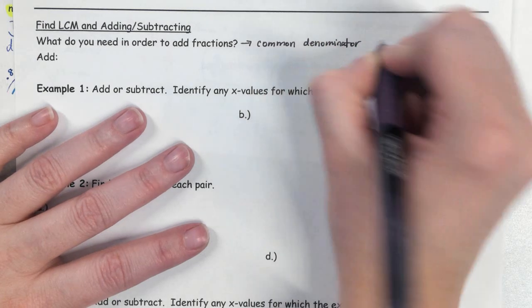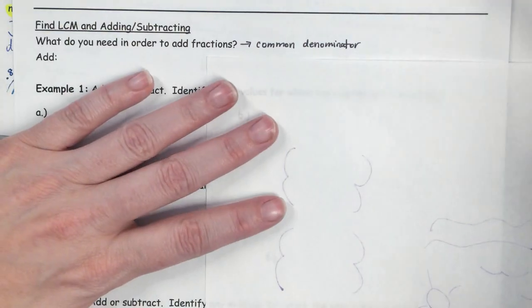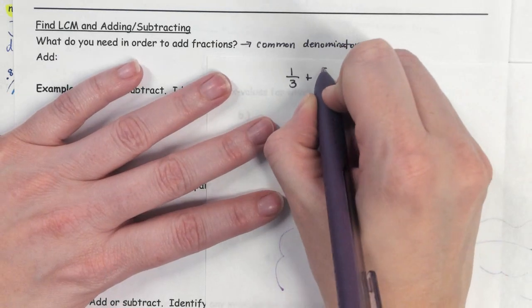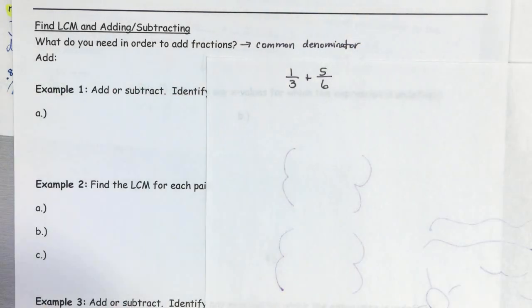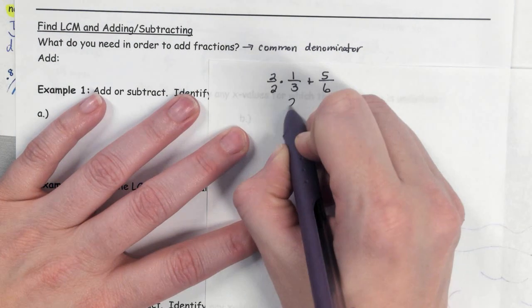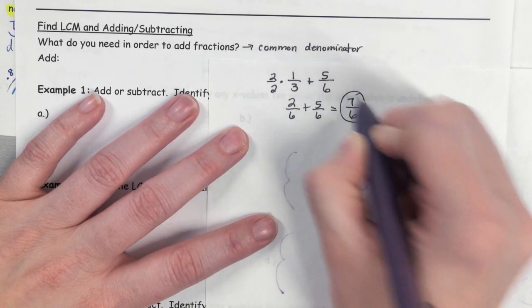Alright, I'm going to do an example for you, and then I'm going to give you one to do on here, okay? So, let's say you had, we'll do a quick one. We'll do 1 over 3 plus 5 over 6. Okay, so then what would be your LCM, the least common multiple? 3. Okay, good. So you just multiply by 2 over 2. So this would be 2 over 6 plus 5 over 6, which would give you 7 over 6.